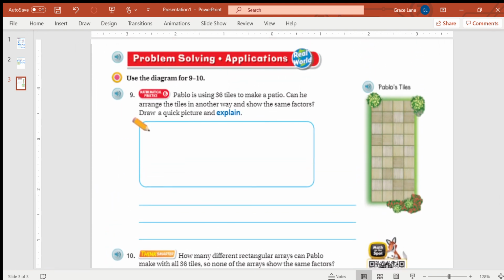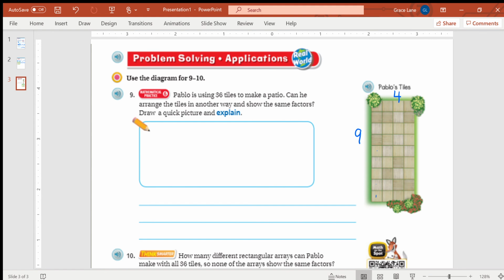Number 9 says, Pablo is using 36 tiles to make a patio. Can he arrange the tiles in another way and show the same factors? Draw a quick picture and explain. So right now, looking at the picture, if I count 1, 2, 3, 4, 5, 6, 7, 8, 9, he has 9 rows going down, and there are 4 tiles in each row. Can he still arrange the tiles but show the same factors of 9 and 4?